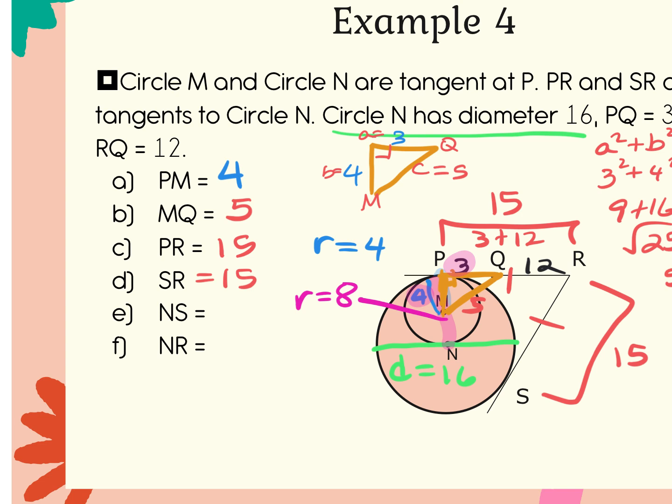Now they want me to find NS. Well, NS over here is a radius of the big circle, and I already found that. That was 8. So NS is 8. Now to find NR, I'm going to have to draw another triangle again. So NR is right here. And again, point S is a point of tangency, so I got a right triangle here.